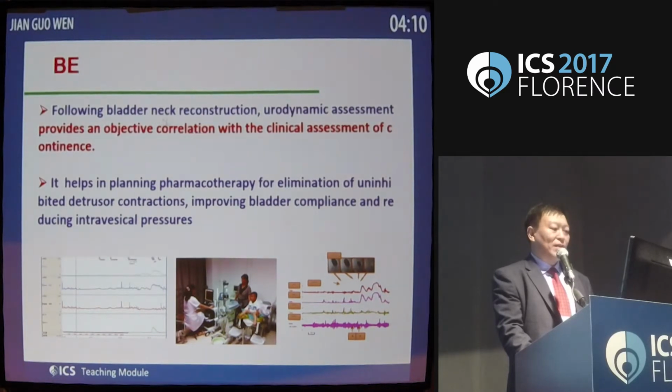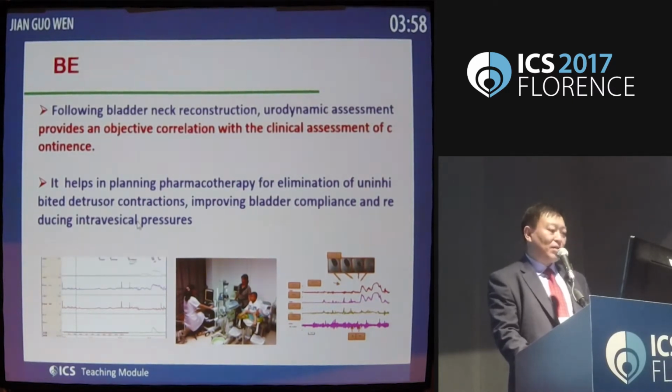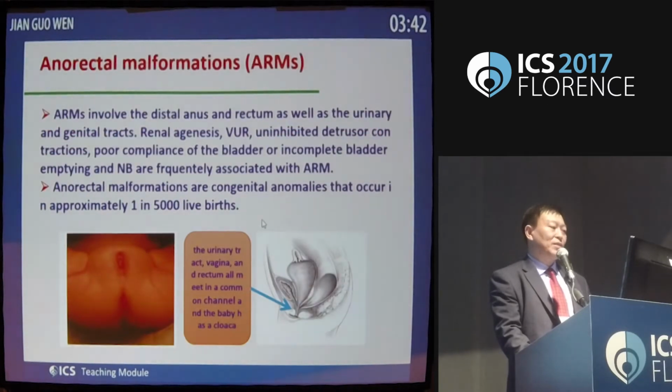Following bladder neck reconstruction, urodynamic study provides the objective correlation between the clinical symptoms and the continence, and also gives us the mechanism of the bladder dysfunction. This just shows some cases we follow up. We can easily make a diagnosis with video urodynamics to see the pressure measurement.